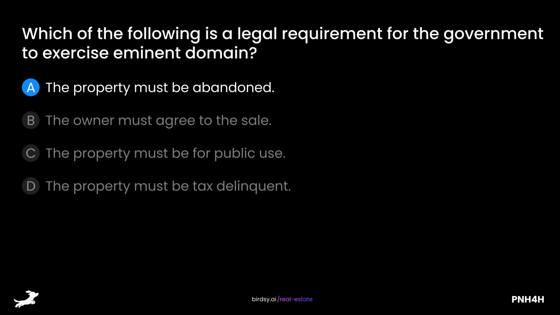Is it A, the property must be abandoned? B, the owner must agree to the sale? C, the property must be for public use? Or D, the property must be tax delinquent? The answer is C, the property must be for public use.